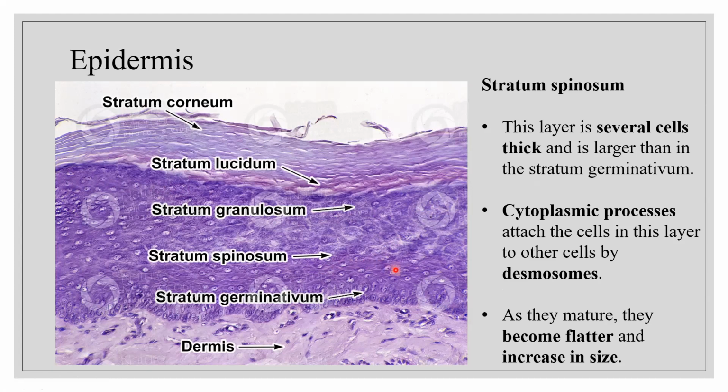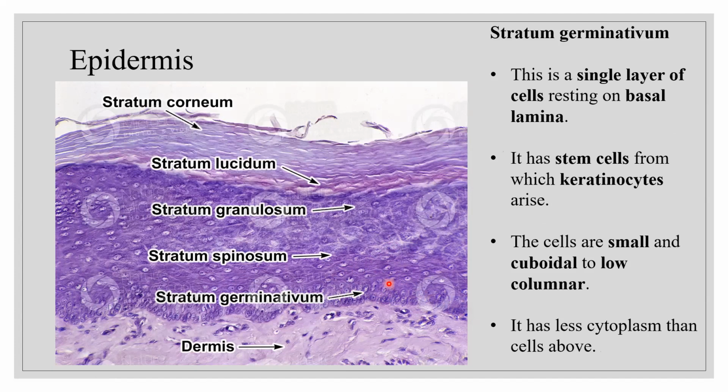And the stratum spinosum, this layer is several cells thick. You can differentiate the stratum spinosum in this histological image. It's larger than the stratum germinativum and easily visible. Cytoplasmic processes attach the cells in this layer to other cells by desmosomes. Desmosomes are present between the cells in this stratum. As they mature, they become flatter and increase in size.